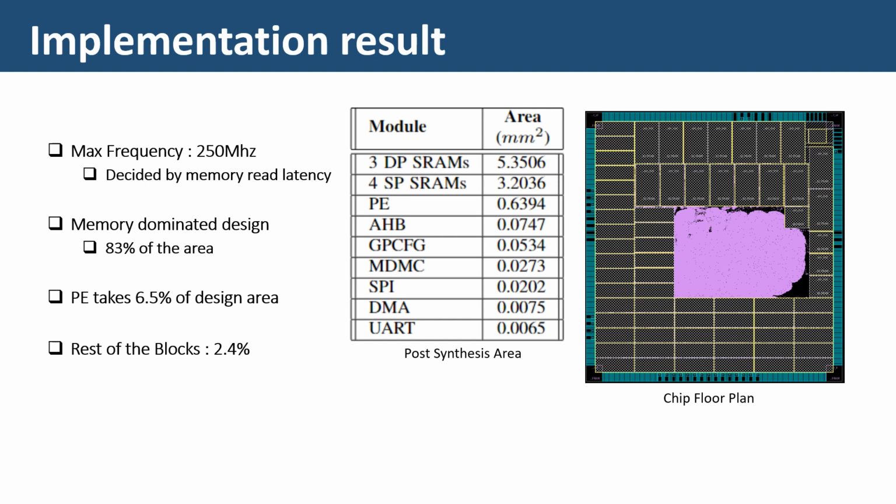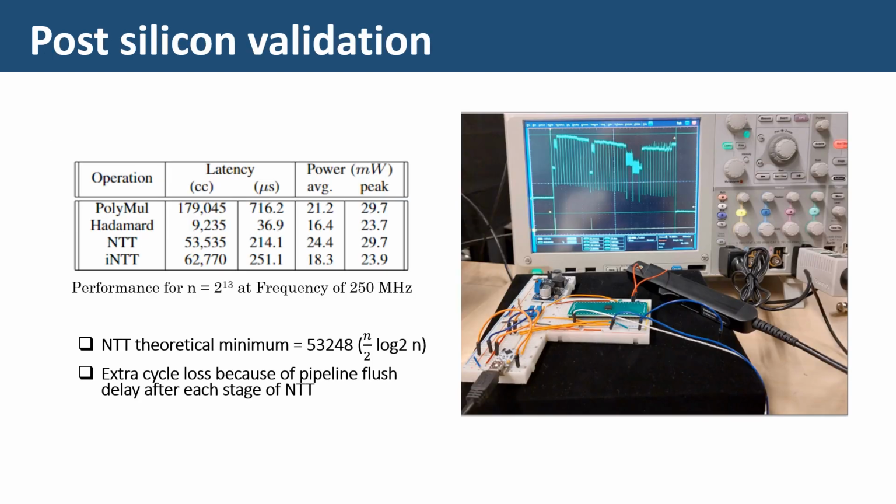As can be seen from the floor plan diagram, it's a memory dominated design and memory takes around 83% of the design area and PE takes close to 6.5% of the area. Here is the post-silicon validation result. We are able to perform 8K NTT in 53,535 clock cycles compared to the theoretical minimum possible with only one multiplier in the design, which is 53,240 clock cycles. The extra cycle loss is mainly because of pipeline flush delay after each stage of NTT.